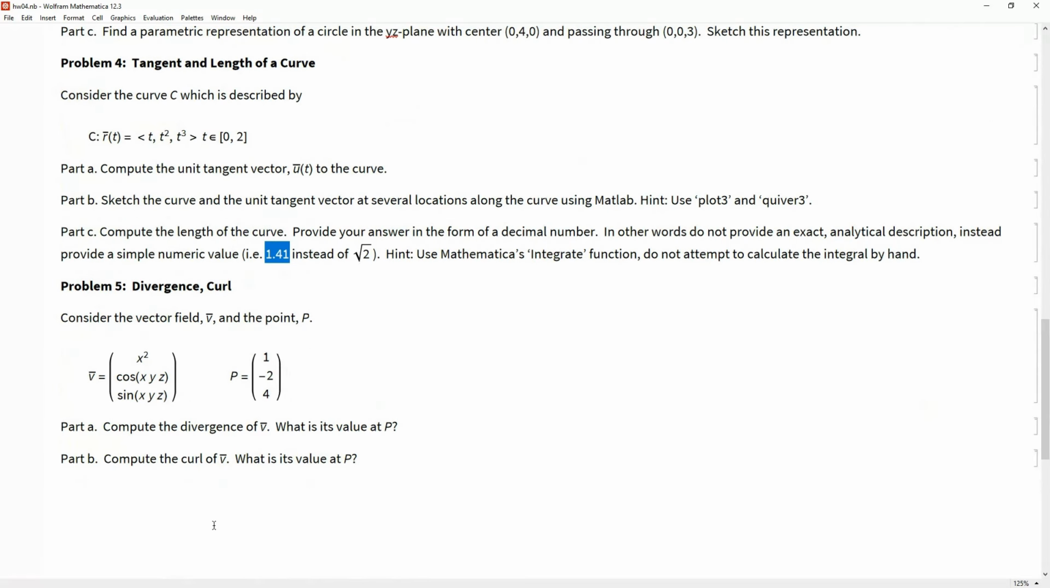Problem 5, again, this is a pretty straightforward turn-the-crank problem. I'm going to give you a vector field here, and a point inside that vector field. Can you compute a couple of things about this vector field, like the divergence of the vector field, and what is the value of the divergence at this point P? And the same thing, what's the curl of the vector field and what's its value at this given point right here? Like I said, this one I think is pretty straightforward.